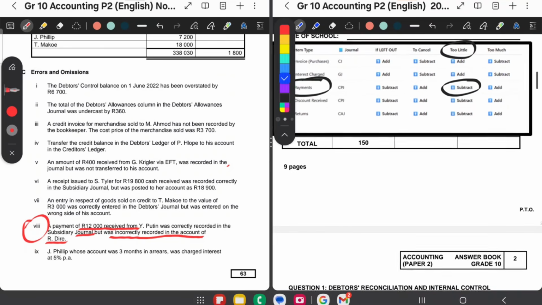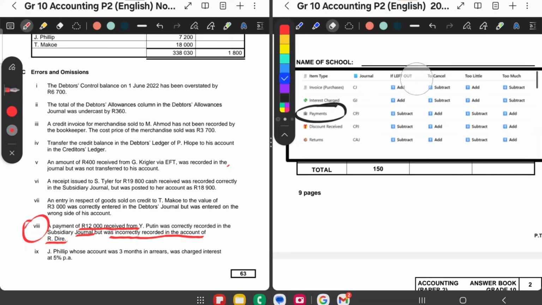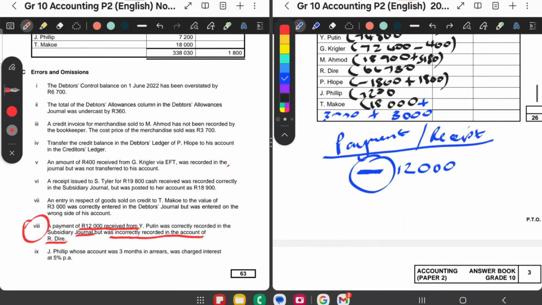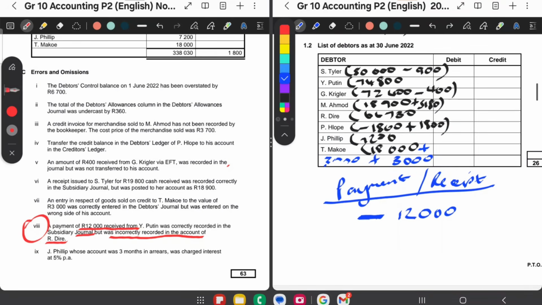So let's go to my table. So when you go to the table, do you see payments over here? If you have to cancel a payment, you add the amount. So a payment is normally a minus. So it makes sense that you must now add it back. So I'm going to go to R. Dyer, where's his account? And I'm going to add the 12,000 back. That's how I cancel it.